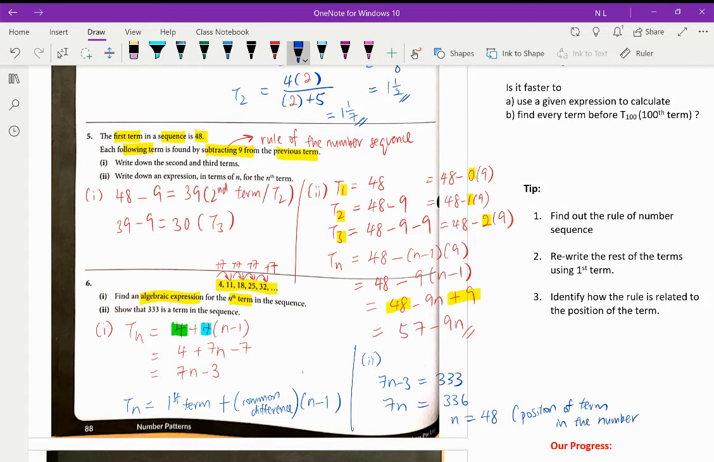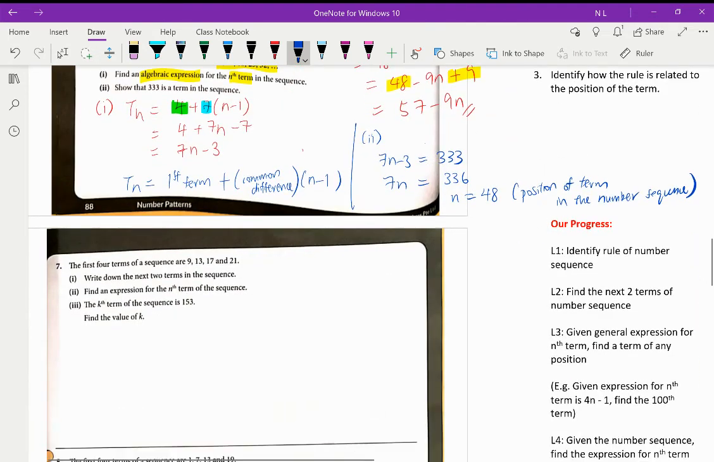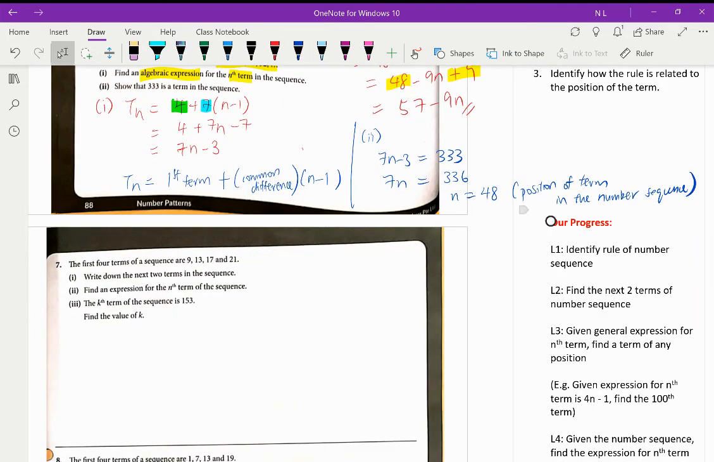And we know that for position, it will always be a whole number. You cannot have 2.5 positions. You can only have a second position or third position. There's no such thing called 2.5 position. So when n gives you a whole number, it tells you that this particular number is present in this number sequence. That means it is inside this number sequence. It is part of this number sequence.